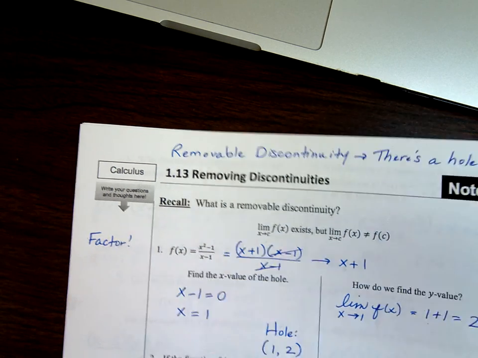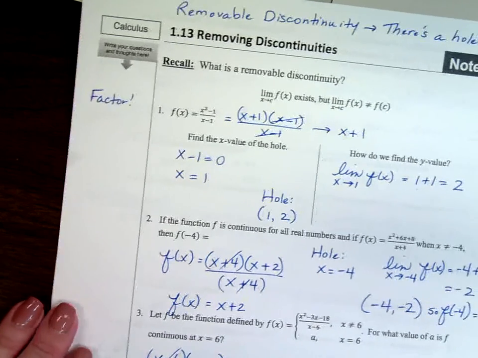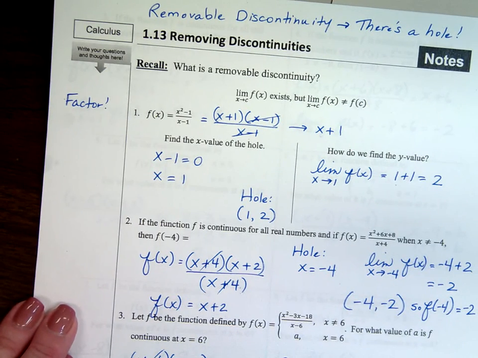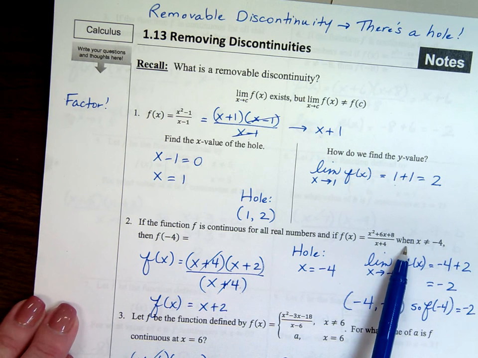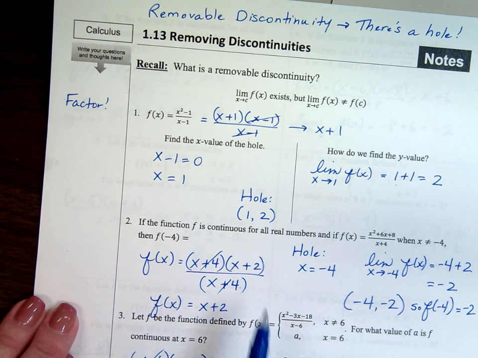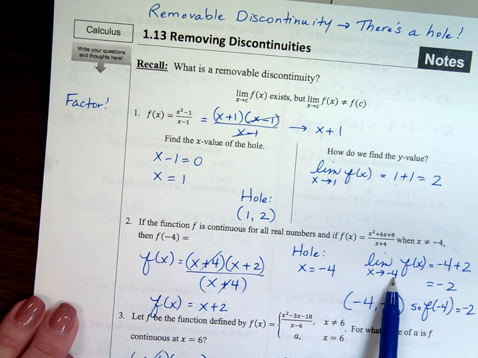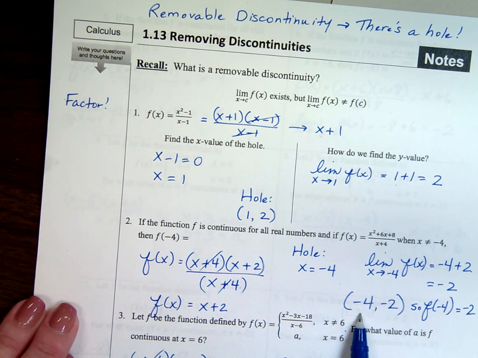Second one. If you need me to go slower, you just holla. The second one says if the function is continuous for all real numbers, when x equals -4, what's the value of f of -4? You go through, take the function, get rid of the hole, and now my function is x plus 2. If I take the limit and plug in a -4, then my value is -2. So the hole is at (-4, -2), and that's where the coordinate is. So f of -4 is -2.